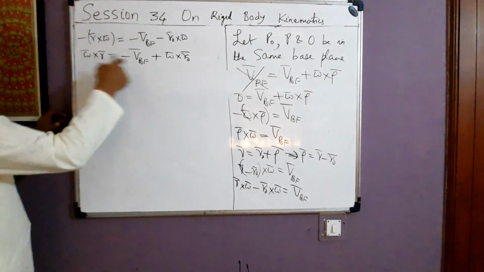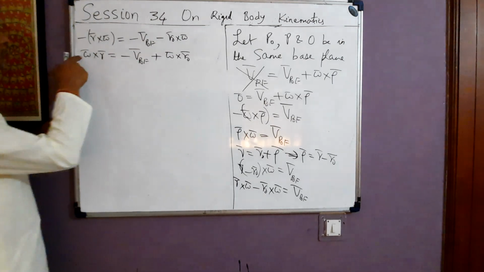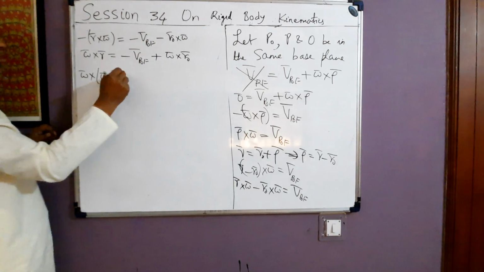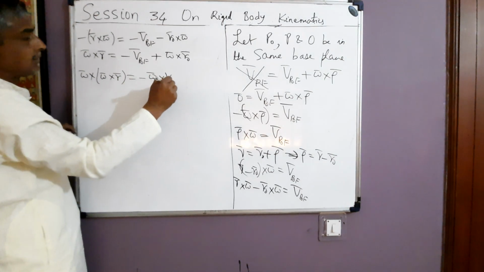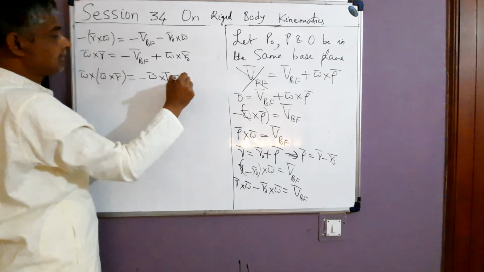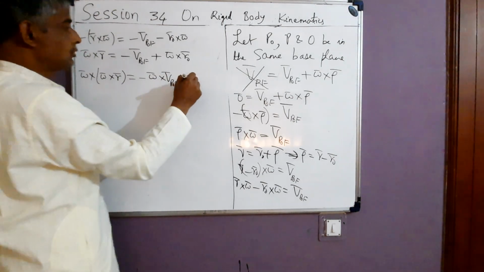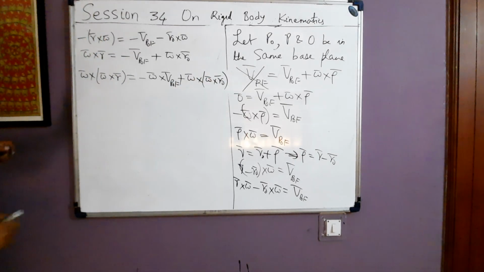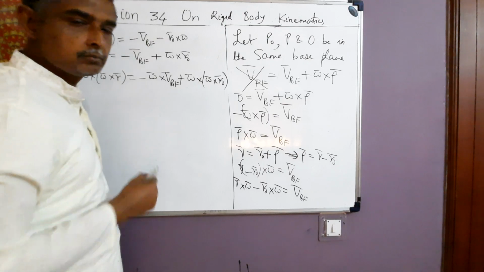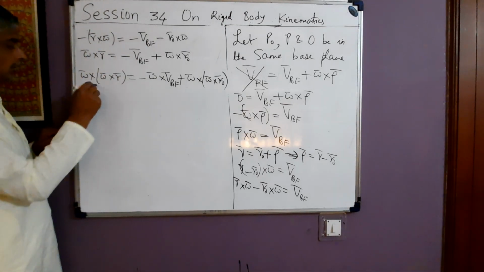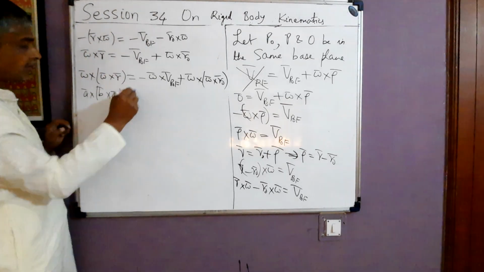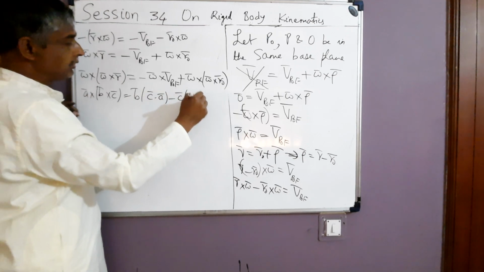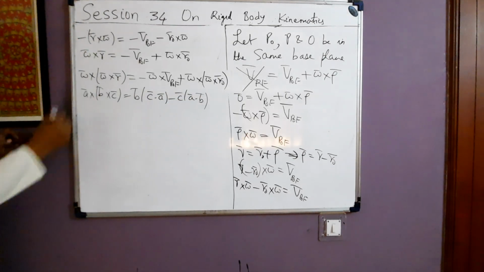Now I take the cross product of this vector equation with omega: omega cross r minus omega cross Vp naught F plus omega cross r naught. Now this is split by the BAC-CAB rule. We know the vector rule is A cross B cross C is equal to B into C dot A minus C into A dot B. This formula applies in this case.